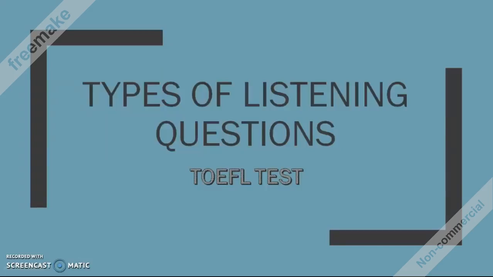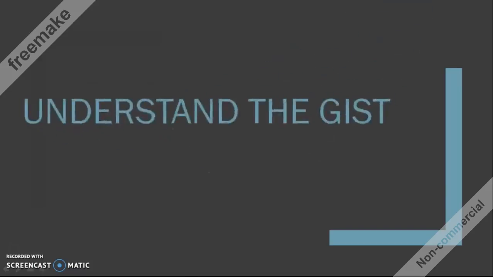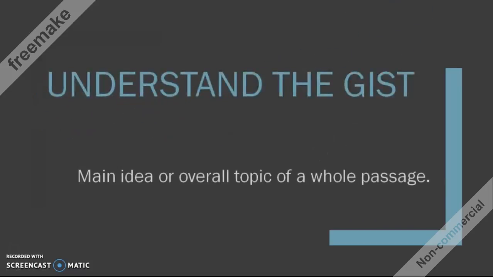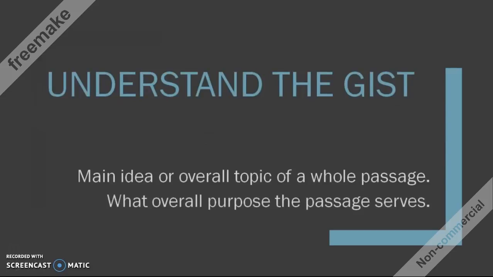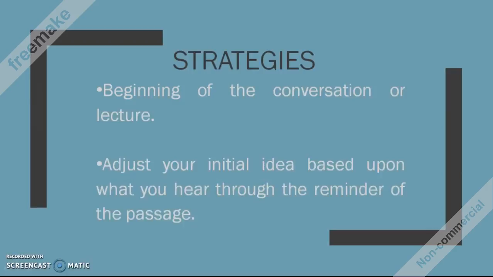Hi everyone, today we are going to explain the types of listening questions found in the TOEFL iBT test. The first one is understand the gist. In order to understand the gist, you will get the main idea or overall topic of the whole passage. This means that you will get the overall purpose that the passage serves.